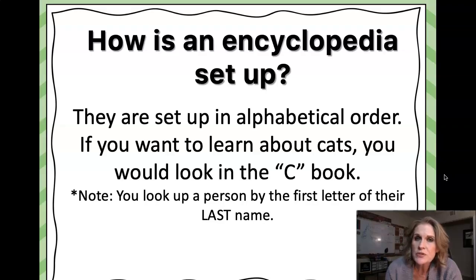Note, if you're looking up a certain person, you need to look that person up by the first letter of their last name. For example, say you're doing a research paper on Abraham Lincoln. You're not going to pull the A book for Abraham. You're going to pull the L encyclopedia book for Lincoln. So when you're looking up a historical or famous person, you're going to want to look up the first letter of their last name. Michael Jackson, you're going to look up J. Neil Armstrong, A for Armstrong, not Neil.